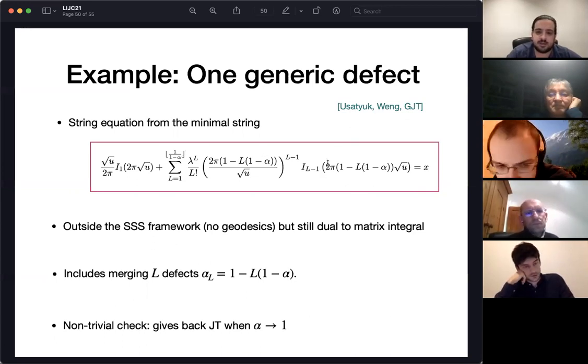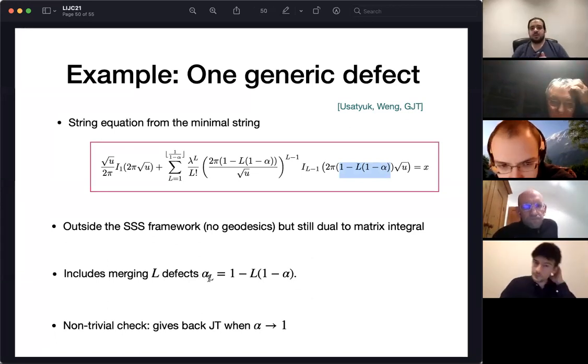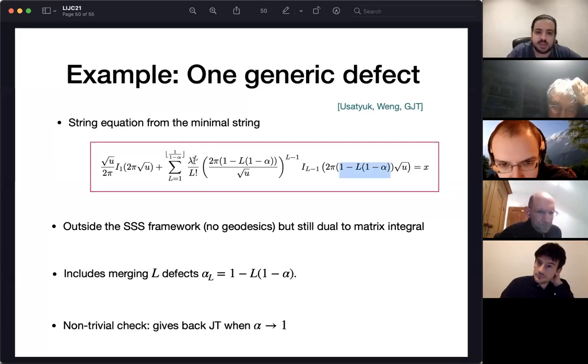And here you have some Bessel function. That's just what it is. And this combination is interesting because this is the defect parameter of merging L of these defects. So if alpha is bigger than 1/2, these defects can merge, and you can interpret this nonlinearity as the merging of these defects.